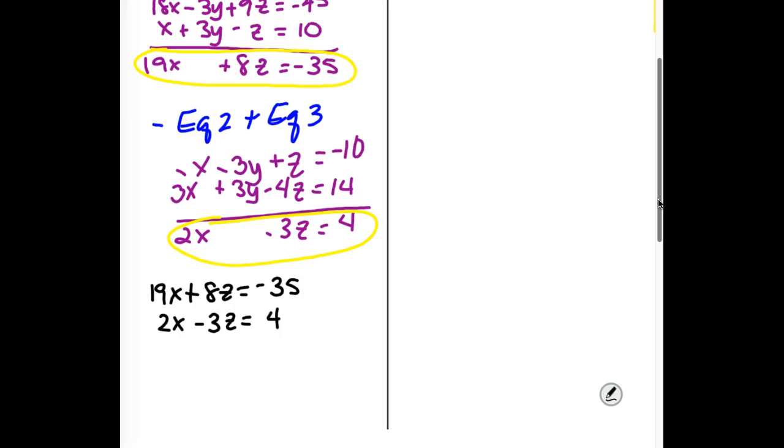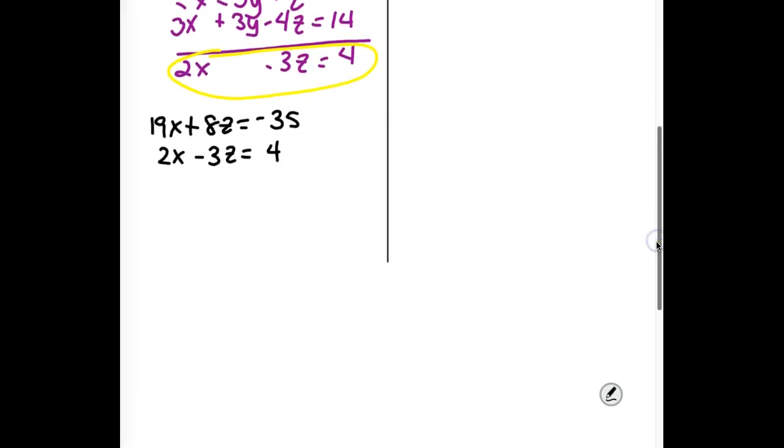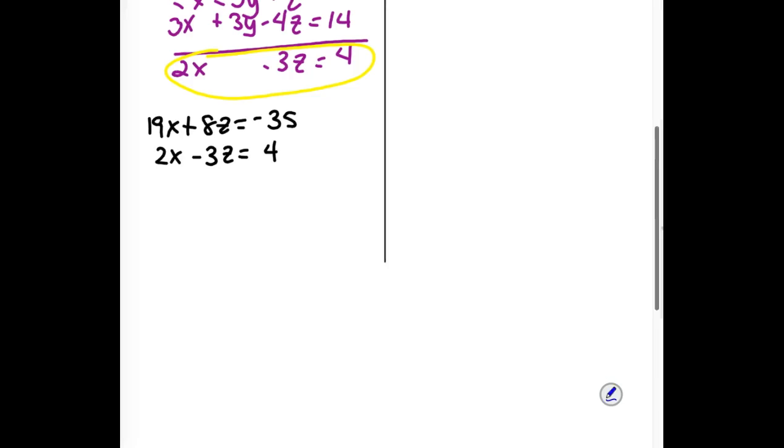We can choose to either get rid of the x's or the z's. I don't care. In this case, getting rid of z's might be a little easier because we already have opposite signs. We just need to get the numbers to match. So let's times this top one by 3 and the bottom one by 8. Will that work? Our z's will turn into 24 and negative 24?